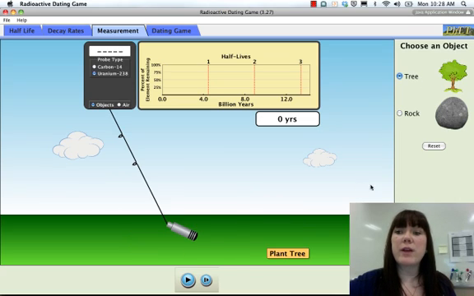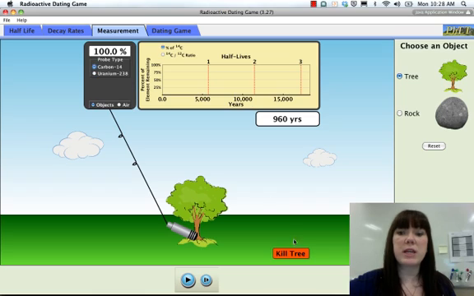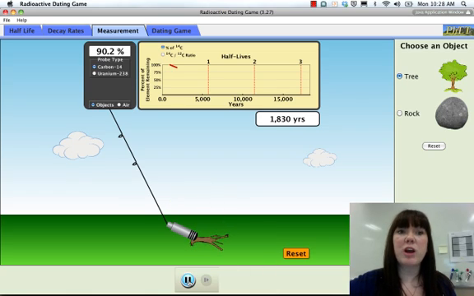We can do the same thing with things that were once living. So here we have a tree, and if we plant the tree, let me change it to carbon-14. We're going to plant the tree, and the tree is alive now, so it has 100% carbon-14. It doesn't start to lose carbon-14 until it dies. So if we kill it now, we can tell how old it is by how much carbon-14 is remaining. So if we date the tree right now, and we see that there's 78.5% carbon-14 compared to the new daughter atoms, we can tell exactly how old that tree is.